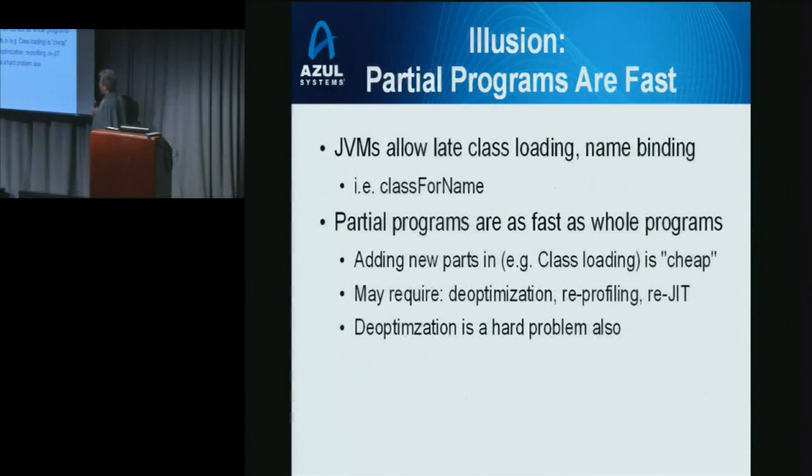Partial programs are fast, right? This is the whole, I didn't have the whole program at startup time. This is the open world model instead of the closed world model, right? You can say Class.forName and get new code loaded in. And then that runs as fast as code that was there all along because you optimize it. You may have to de-optimize old code and reprofile and re-JIT to get there, but that all is in there and that all works. You can add code on the fly and it's just as fast as if it had been there from the start.